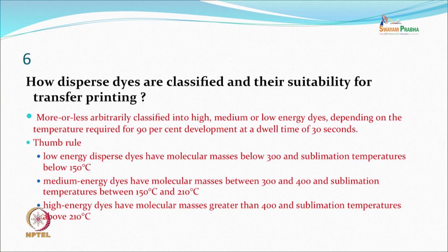And high energy dyes would definitely have more than 400 and sublimation temperature also more than 210. And so, you are going for higher temperatures. And what it means is, if you want to go for transfer printing, then maybe the temperature is to be kept at 210, 220. And so, you may not like to do that.